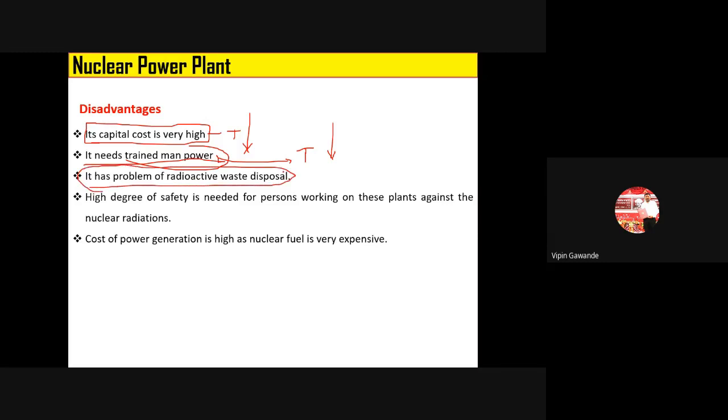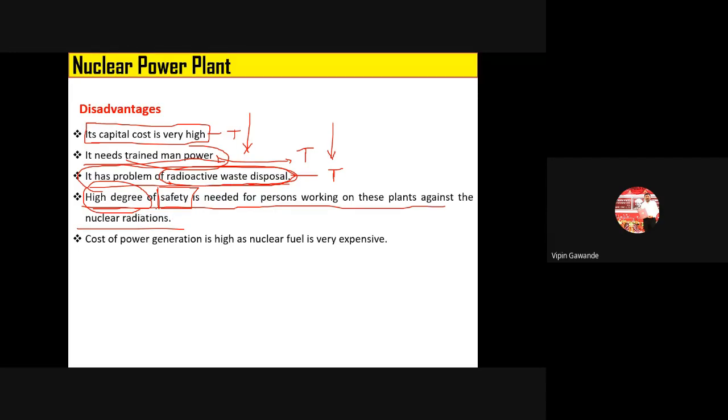Though a thermal power plant causes health issues, as compared to the thermal power plant these radioactive waste materials are very dangerous. Now, a high degree of safety is needed for persons working in these plants against the nuclear radiations. Safety is a must for every power plant, but here a very high degree of safety is needed, because we are in contact with the radioactive particles there.